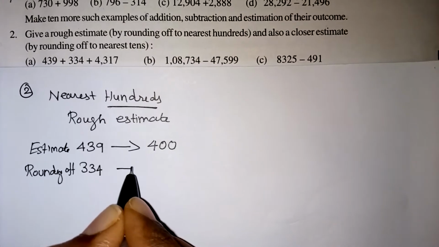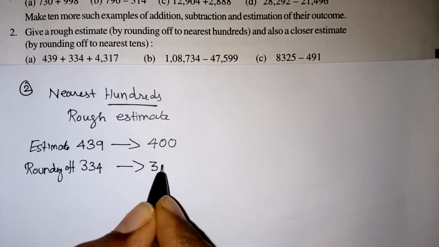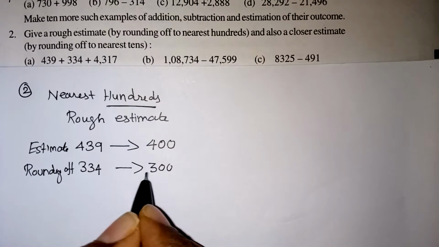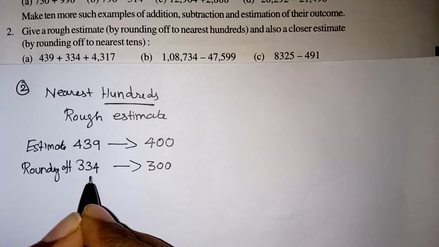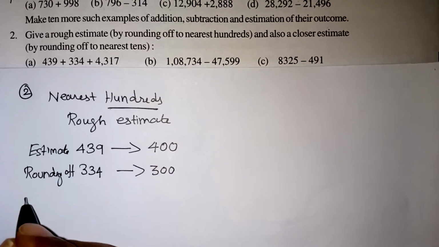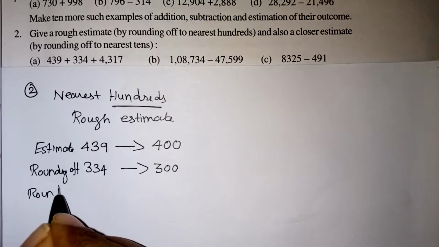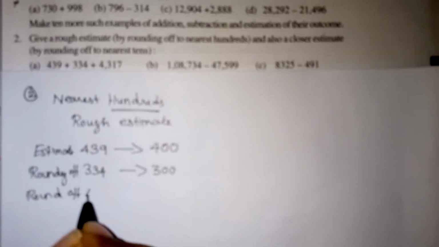Next number, 334. So 334 will be nearest to 300 only, because if the number is above 350, it will go to 400. This is below 350, so that will be taken as 300 only. So we have written 300.